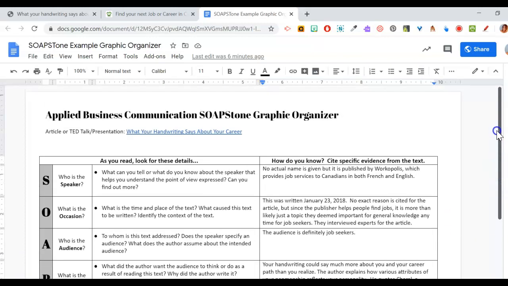But that's basically it. To do the graphic organizer, be sure you put a link to your article or TED Talk and the name of that up at the very top of the page. Probably should also add your name up there as well.